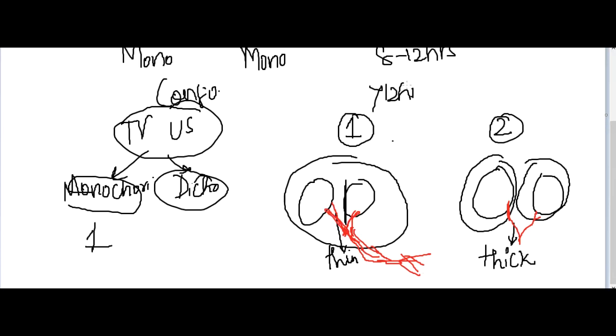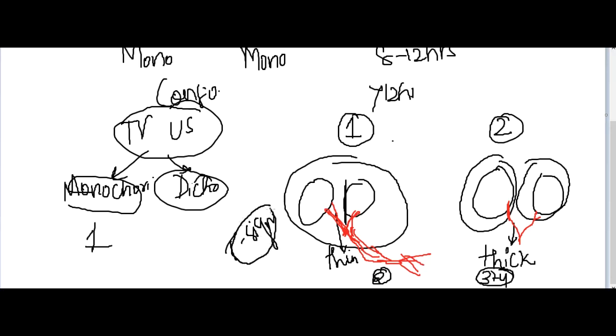The dividing membrane in monochorionic twins is two layers, the two amnions. In dichorionic twins, there are 3 to 4 layers, because there will be amnion, chorion, and then amnion. Then in monochorionic twins, there is a sign which is called the T sign.